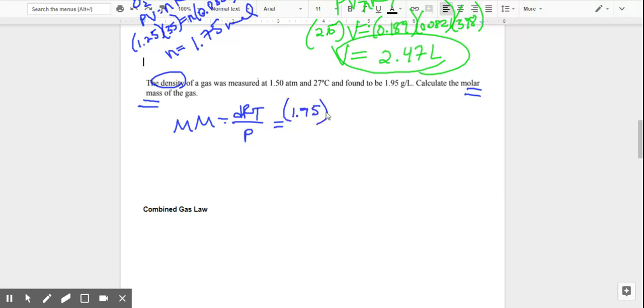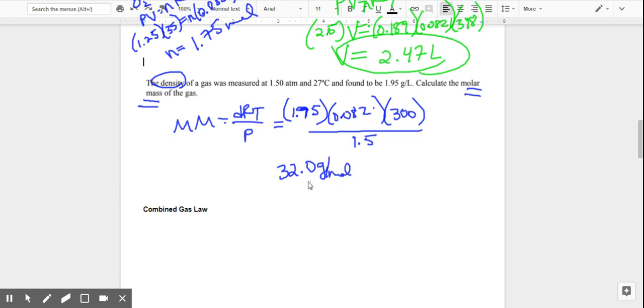So 1.95. Our R value is 0.0821. My temperature is 273 plus the 27, so that would be 300 Kelvin. And divide by P, which is the 1.5 atmospheres. So now it's just a matter of plugging all that stuff into my calculator. So I get molar mass is equal to 32.0 grams per mole, and that is my molar mass.